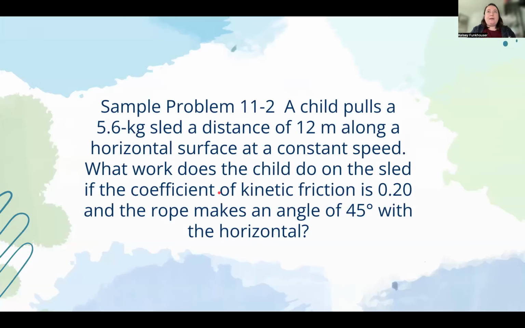So let's do this sample problem. I'll read it first. A child pulls a 5.6 kilogram sled a distance of 12 meters along a horizontal surface at a constant speed. What work does the child do on the sled if the coefficient of kinetic friction is 0.20 and the rope makes an angle of 45 degrees with the horizontal?